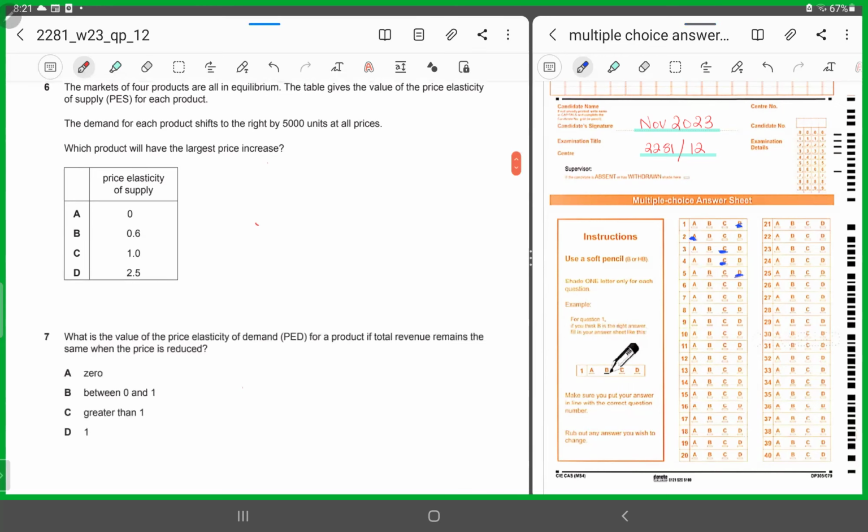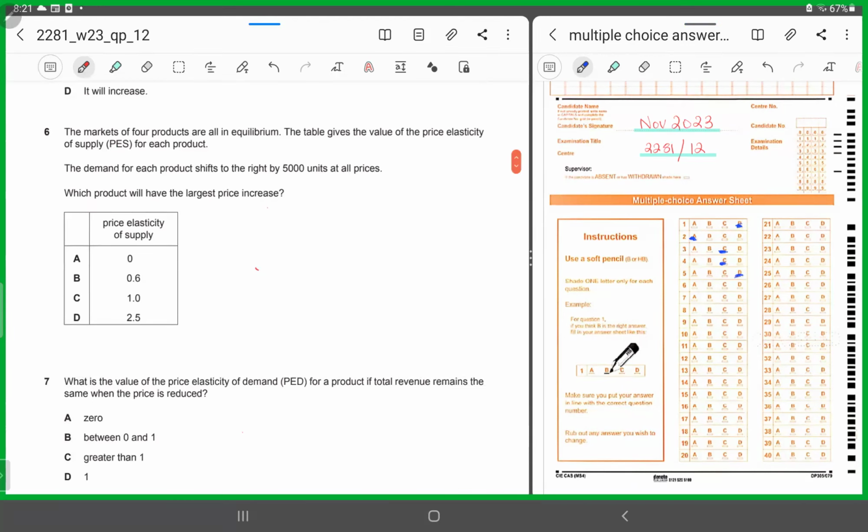Let's look at the sixth one. The markets of 4 products are all in equilibrium. Now, A, B, C, and D are depicting the markets for 4 products. And what is the situation now? They are all in equilibrium. The table gives the value of the price elasticity of supply for each product. Now, for each A, B, C, and D, these are the 4 products, and these are the price elasticity of supply for each of these 4 products. For each of these 4 products, the demand is shifting to the right by 5,000 units. Which product will have the largest price increase?